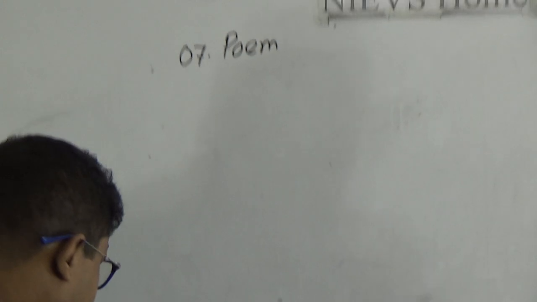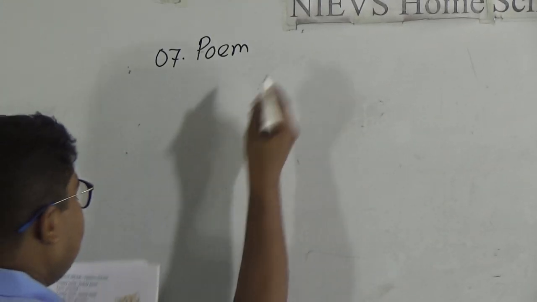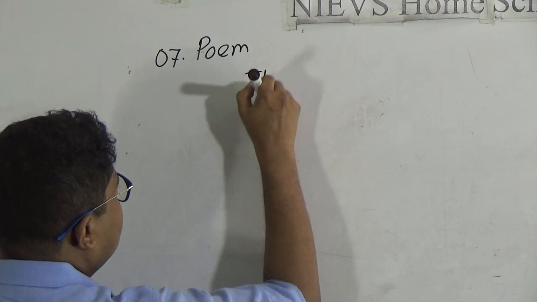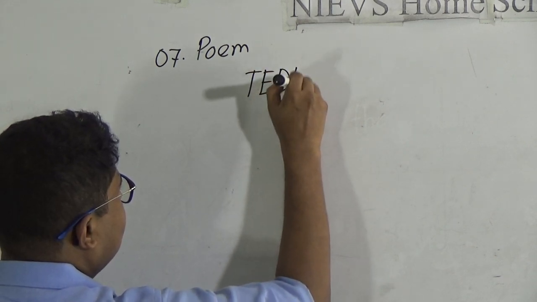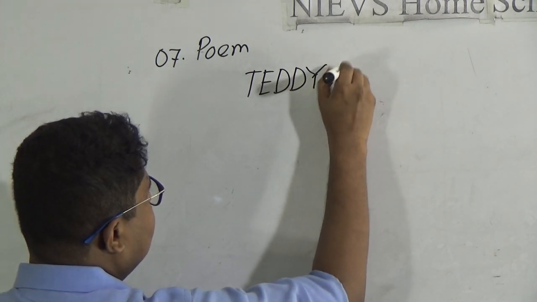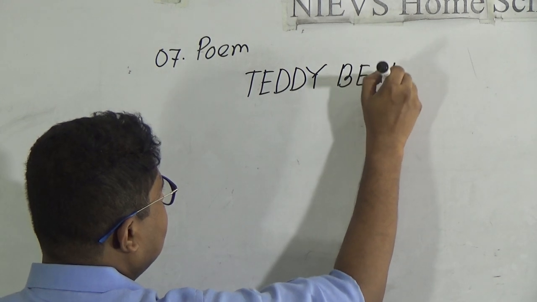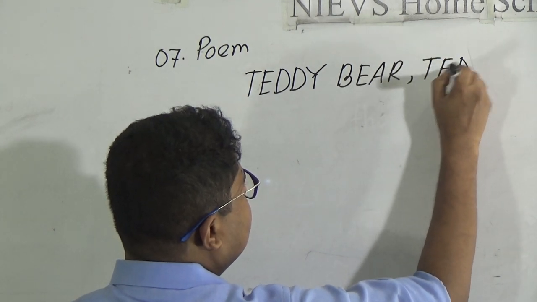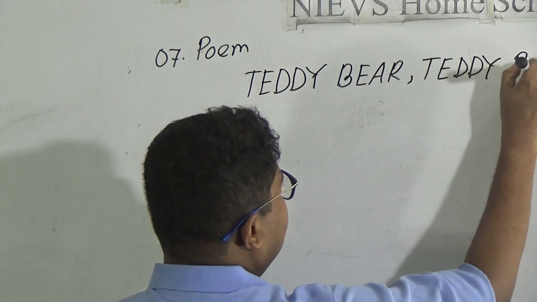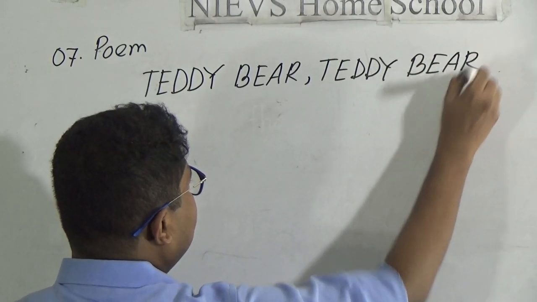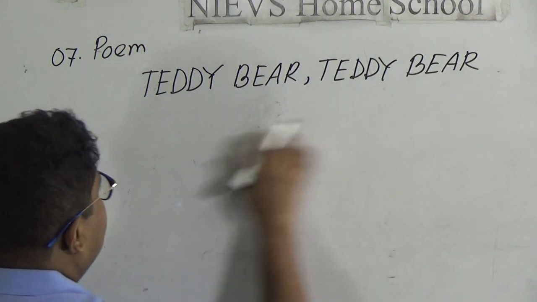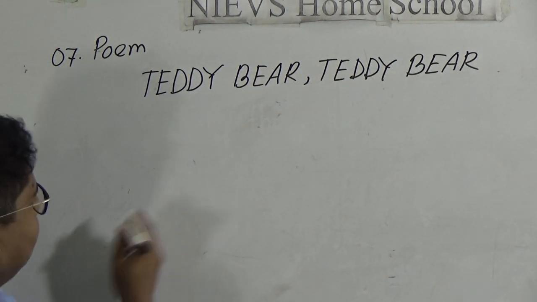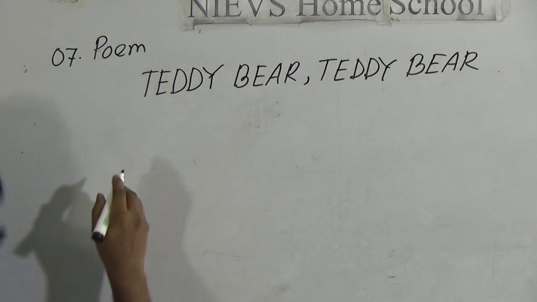Okay, so my dear students, as I have said, the title of the poem will always be in capital letters. The title of the poem you have to write in capital letters. So in the title, every letter will be a capital letter. Teddy, T-E-D-D-Y, Teddy Bear, B-E-A-R, there is a comma. So Teddy Bear, all the letters are capital again. Teddy Bear, B-E-A-R. So this is the title of the poem, Teddy Bear, Teddy Bear. The title of the poem always has all the letters in capital. So let's start writing the poem. So teddy bear, teddy bear.